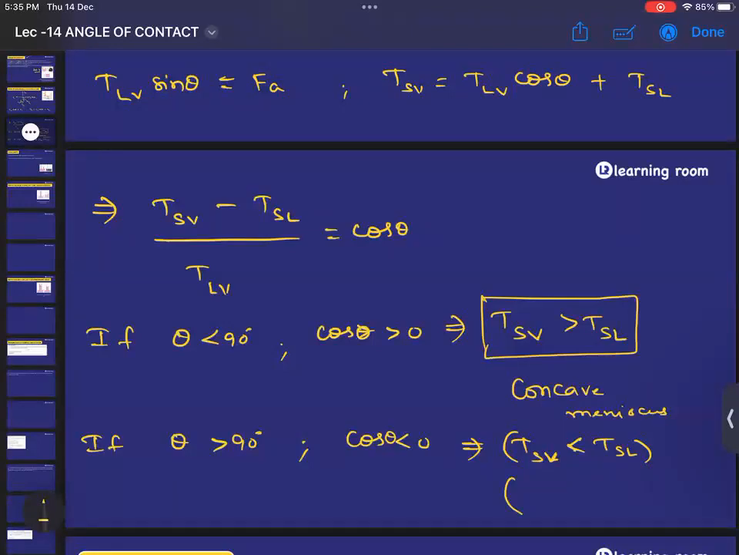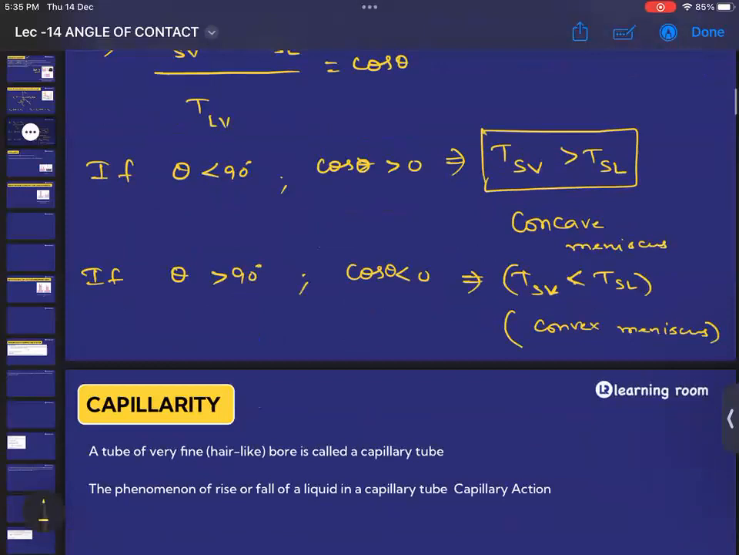What kind of a meniscus are you going to get? Is it going to be convex? So it is going to be a convex meniscus. If theta is equal to 90 degrees, then cos theta will be equal to 0. Then it is going to be a plane surface, planar. The surface will be plane.